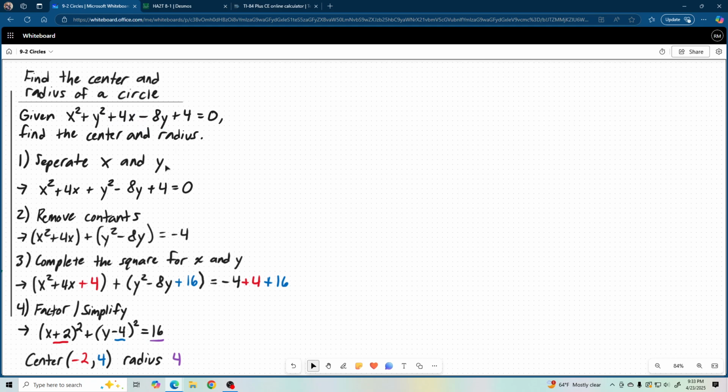Now, first of all, we know this is going to be a circle because we have a positive x and a positive y, right? If we have a positive x and a positive y, then we know that we're going to get the x squared plus the y squared, right? So we're going to have a circle. All right, so first thing we're going to do is we're going to separate x and y.